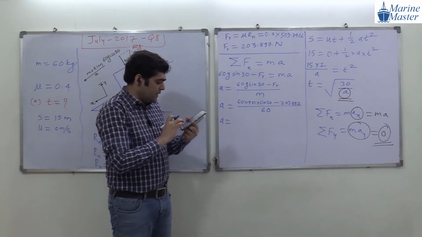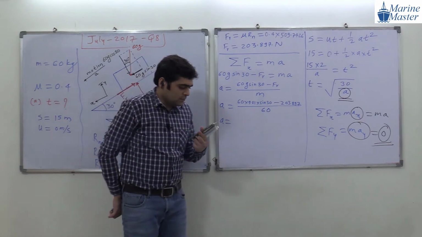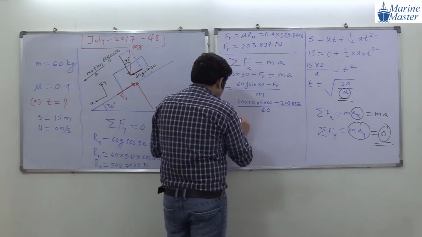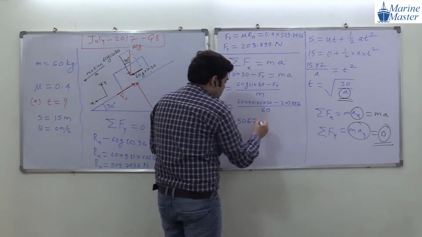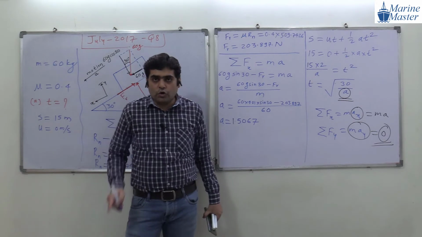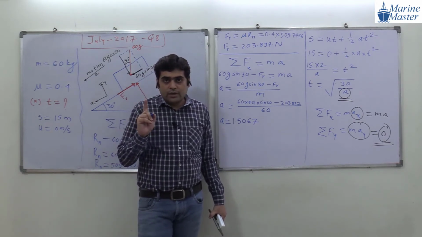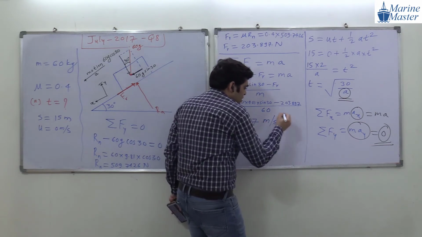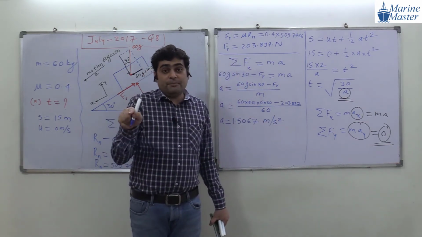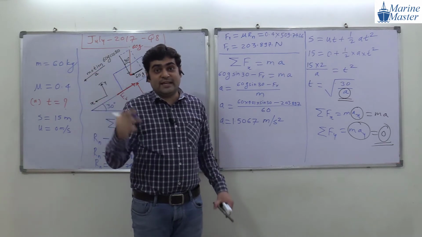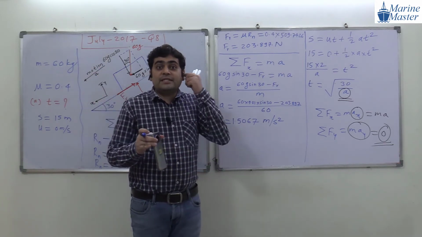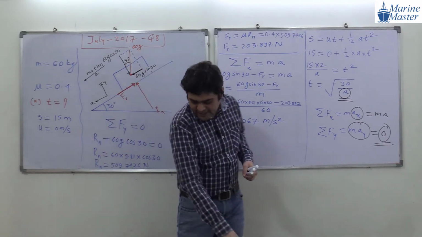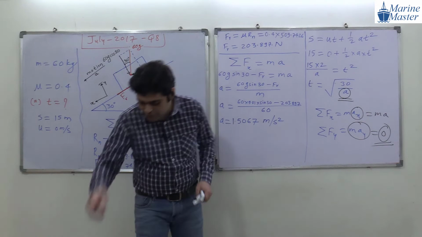Okay guys, how much value are we getting? 1.5067. What is the unit of acceleration? Don't miss the unit. Meter per second square. I told you in yesterday's lecture what is meant by acceleration: in every second, how much velocity is changing? That is the physical meaning of acceleration. That's what we discussed in yesterday's lecture.